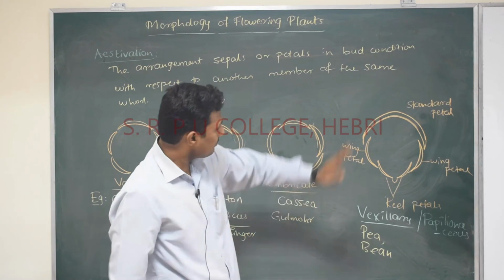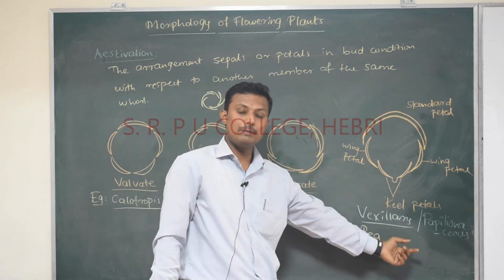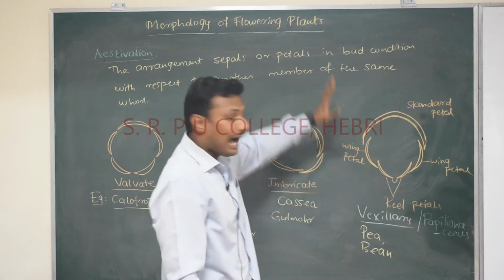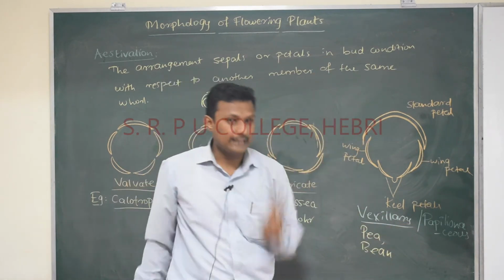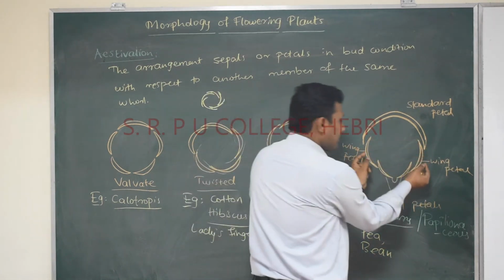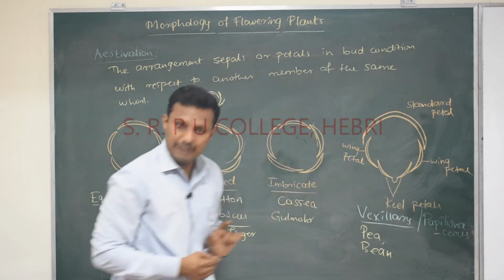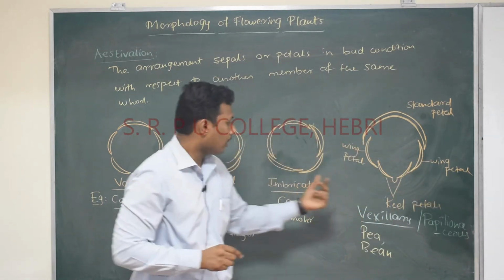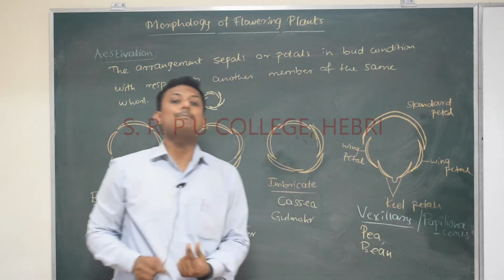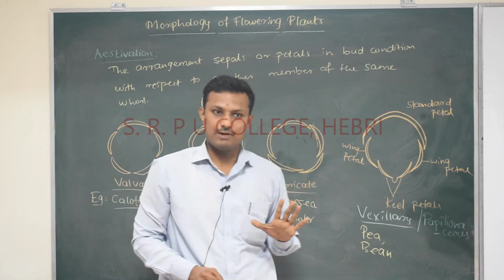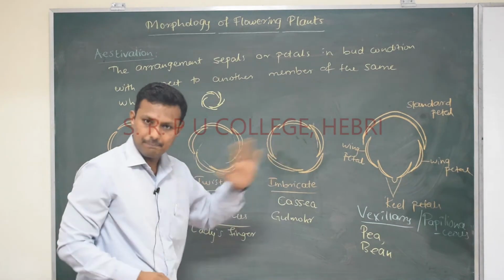The significance of this aestivation, it is present only in one particular family called Papilionaceae or Fabaceae, right? And it will be having three different types of petals. One is called as the standard petal. Standard petal covers the two small petals called as wing petals, and wing petals once again cover a pair of petals, they are called as keel petals. Keel petals are joined at the base. So this is the kind of aestivation that we find in the case of particular plants.